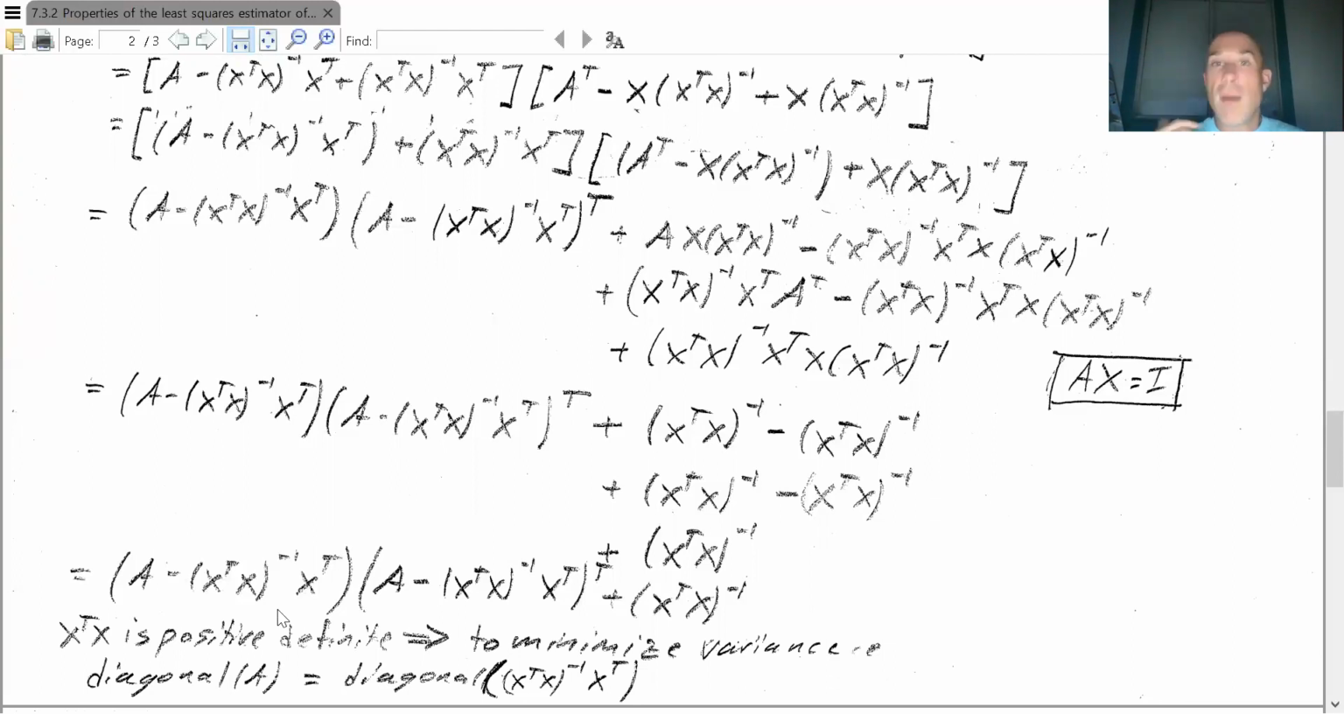Okay, well, how do I get 0 in there? Well, A has to equal X transpose X inverse times X transpose. Once I have that, we see that the formula that we already derived is also minimum variance. So this is a big whoop-de-doo.